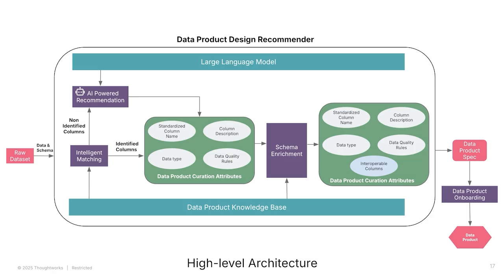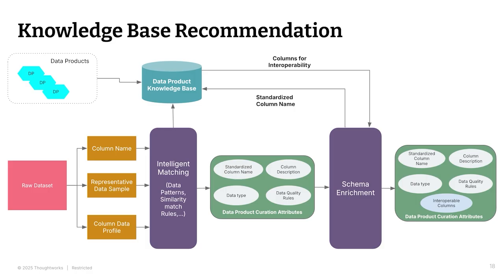Now, let's zoom into the knowledge-base-driven recommendation, which we talked about. Once you have some existing data products in your knowledge base, this powerful mechanism kicks in. From the raw data set, we get the column name, data sample, and the data profile. And it goes to matching, which we already discussed. One example of matching can be a data pattern match, where you test the column values against a predefined regex pattern, and if it passes a particular threshold, then the associated attributes are recommended.